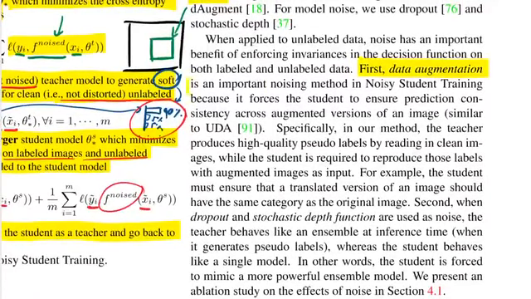First, data augmentation is an important noising method in noisy student training because it forces the student to ensure prediction consistency across augmented versions of an image. Specifically in our method, the teacher produces high-quality pseudo-labels by reading in clean images, while the student is required to reproduce those labels with augmented images as an input.